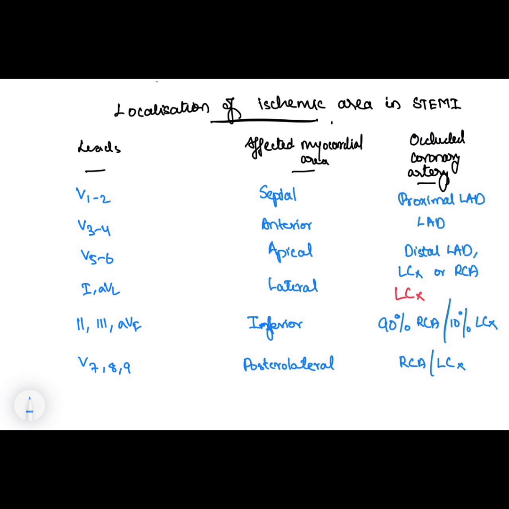In case of leads 1 and aVL, the lateral area is affected and the artery occluded is the left circumflex. In case of changes in 2, 3 and aVF, the inferior part is affected. It can occur due to changes in the right coronary artery in 90% of the cases, and in 10% it can be due to occlusion of the left circumflex artery. In case of V7, 8 and 9, the posterolateral area of the myocardium is affected and the occluded artery may be the right coronary artery or the left circumflex artery.